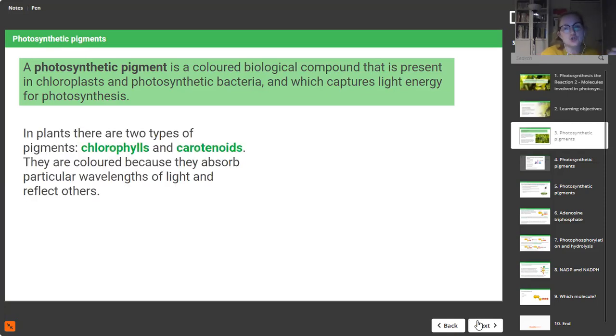So in plants, there are 2 types of pigments. So we have chlorophylls, which are those green ones that we refer to most of the time when talking about photosynthesis, but we can also get carotenoids as well. One sounds a bit like carrots. There's a reason it sounds like carrots, and they're found in carrots, and it's what gives carrots those orangey colours. So they are coloured because they absorb particular wavelengths of light and then they reflect others. So that's why they have that specific colour. So photosynthesis doesn't just absorb any light, it absorbs a specific wavelength of light and works off that wavelength of light.